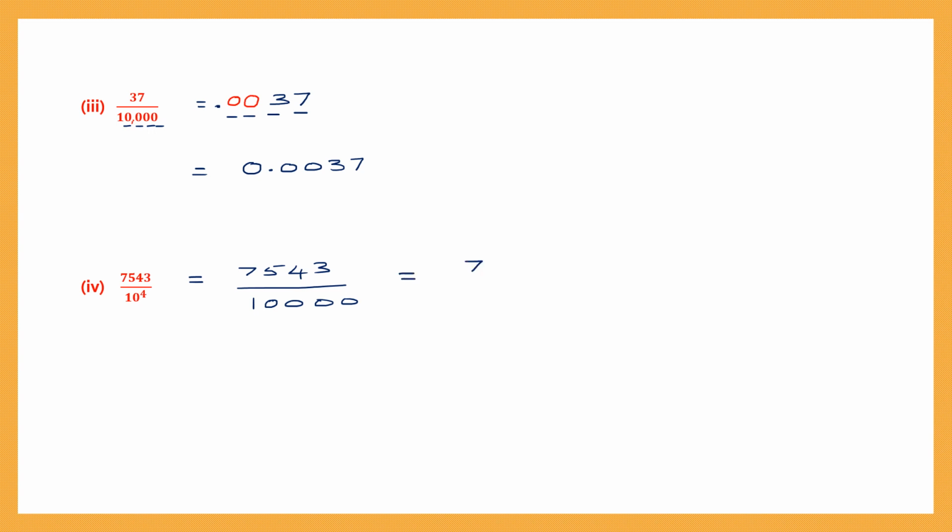Write your numerator, 7,543. Now look at the denominator. Count the number of zeros. 1, 2, 3, 4. Now put the point in 7,543 by moving 4 places to the left. So 4 places means we're going to move like this. So this is 1, 2, 3, 4 places to the left and then put a point here. So let's write our answer now. It is 0.7543 and before the point there's no number, so we'll put 0. So this is 0.7543.